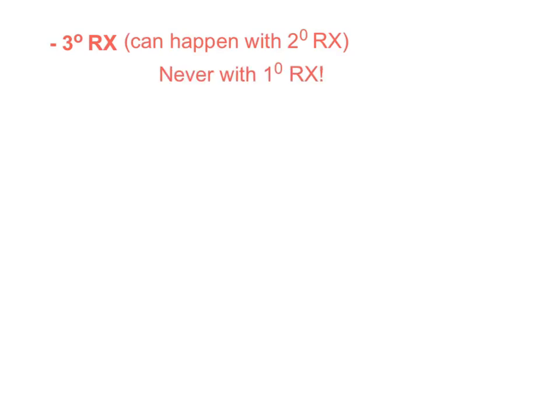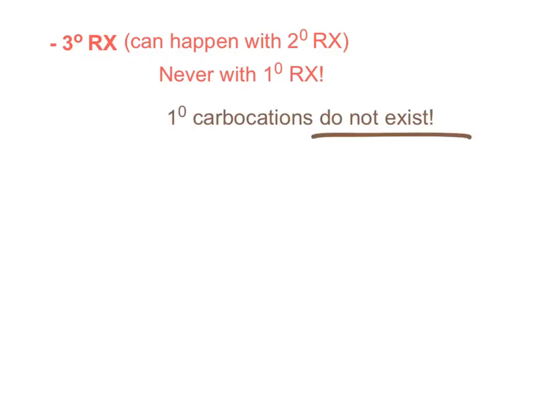In conclusion, a good candidate for an SN1 reaction is a tertiary alkyl halide. SN1 can happen with a secondary one, but never with a primary alkyl halide. Please recall the stability of carbocations. It is very important to remember that primary carbocations do not exist.